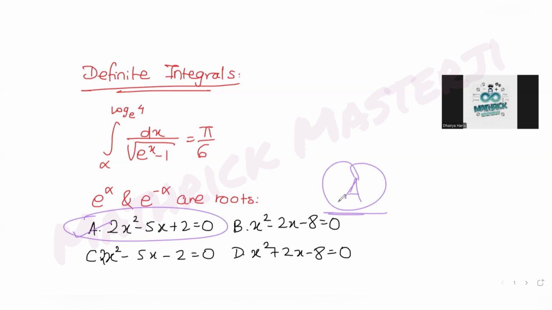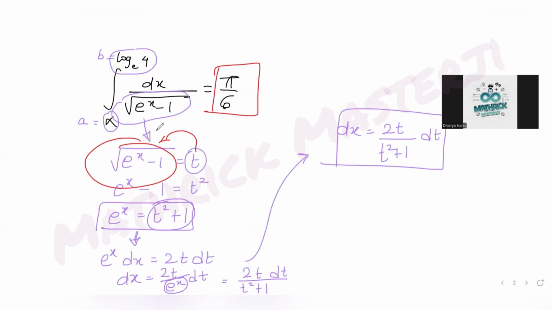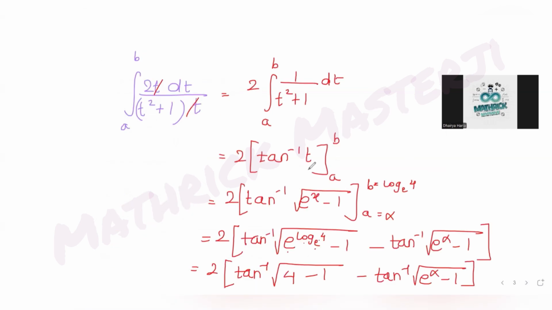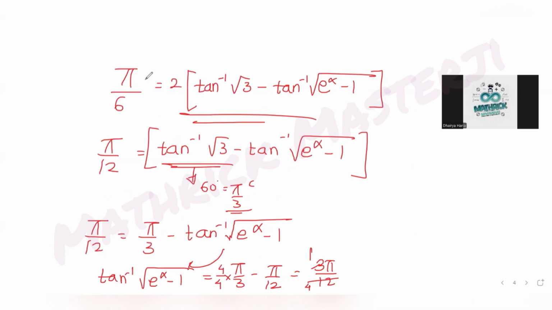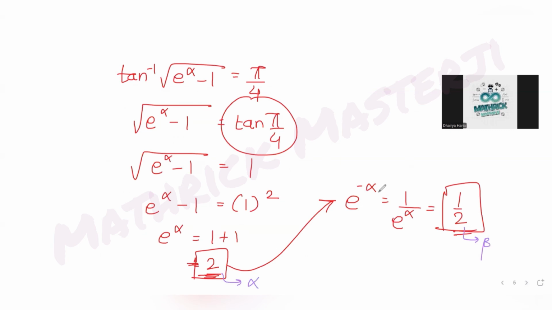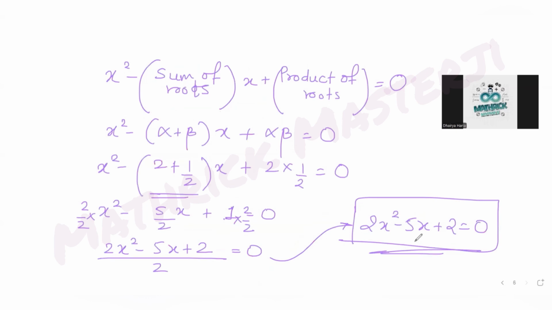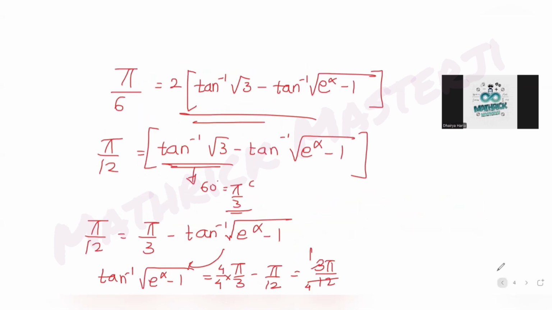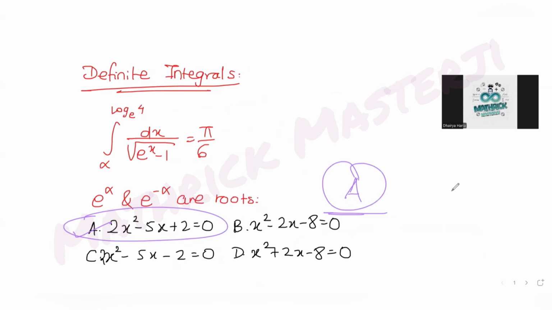I hope you have understood how to solve this type of question, which deals with the ideas of using the definite integral properties. So I have to just use the idea of substitution and put square root of e raised to x minus 1 equals t. And when I solve that and resubstitute in terms of x again, I got this expression that was equated to pi over 6, and solving that I got e raised to alpha as 2 and e raised to minus alpha as 1 over 2. Then I just form the quadratic equation, which basically matches with answer choice A. So A becomes the correct answer for the question that is given to us here.